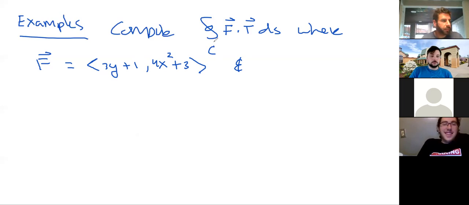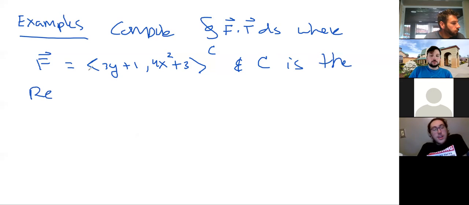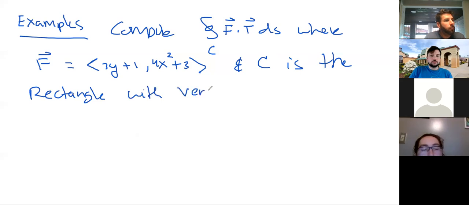Stop hitting me. All right, and what is C? C is the rectangle with the following vertices.